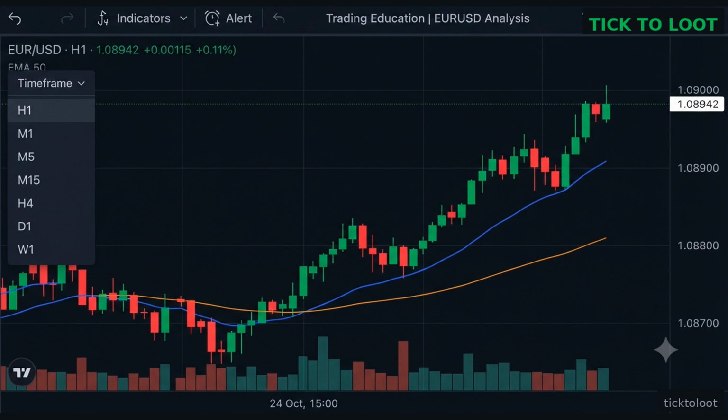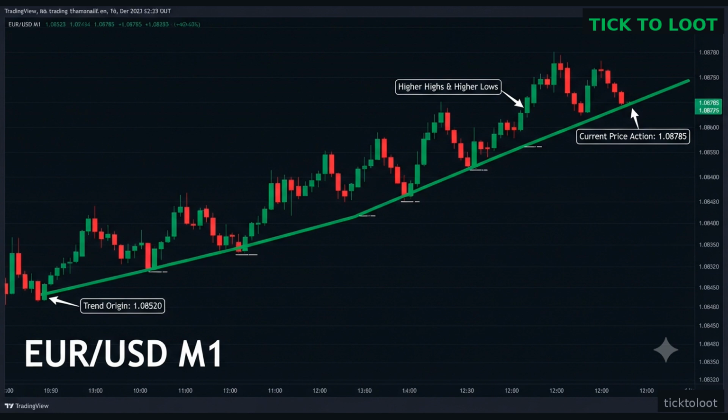Now that we've covered the different chart types, let's talk about time frames again. Remember, each candle or bar represents a specific period of time, and the time frame you choose will affect the way the chart looks and the information it gives you. For example, if you're looking at the M1 time frame, you'll see a lot of candles and a lot of price movement. This can be useful for scalping or day trading, but it may not give you a clear view of the overall trend.